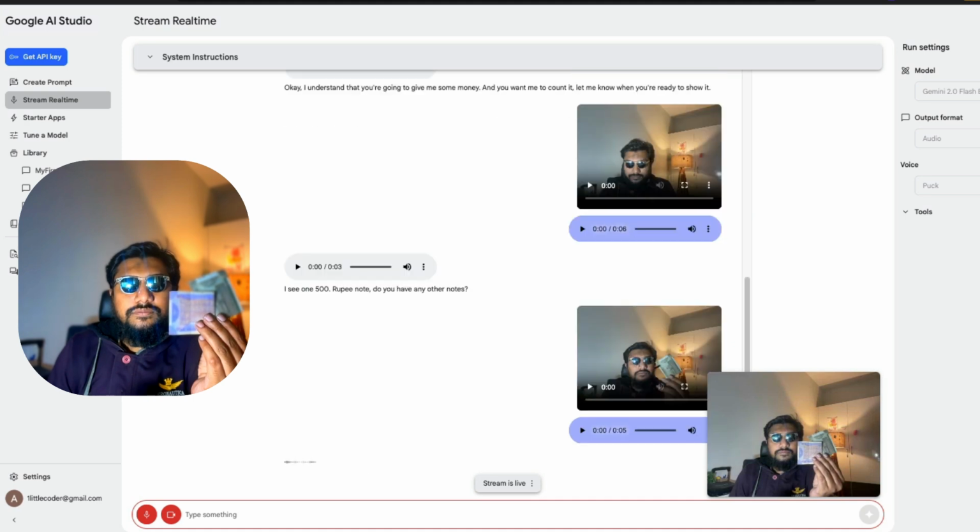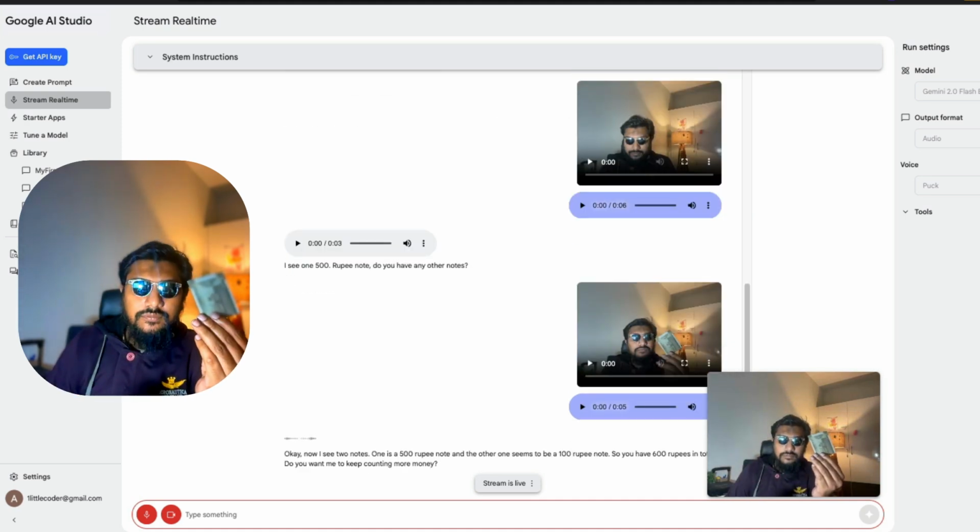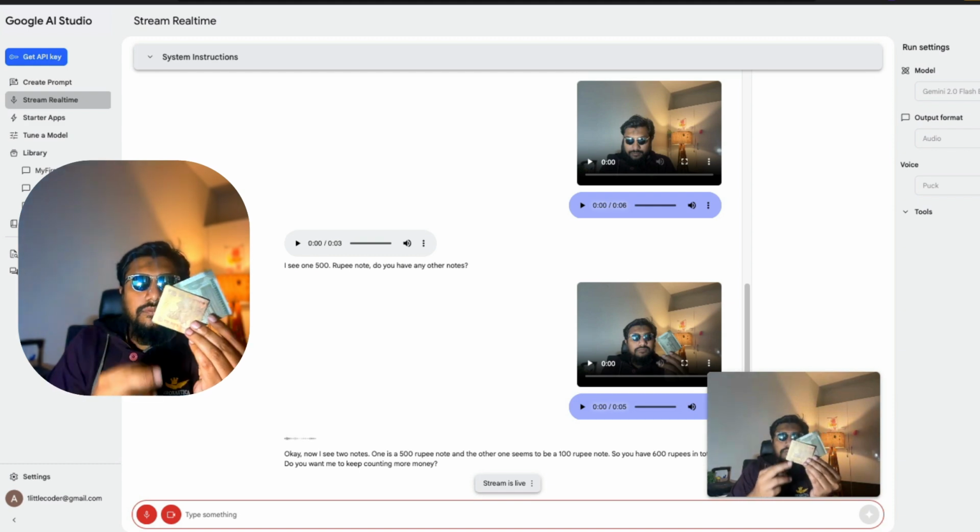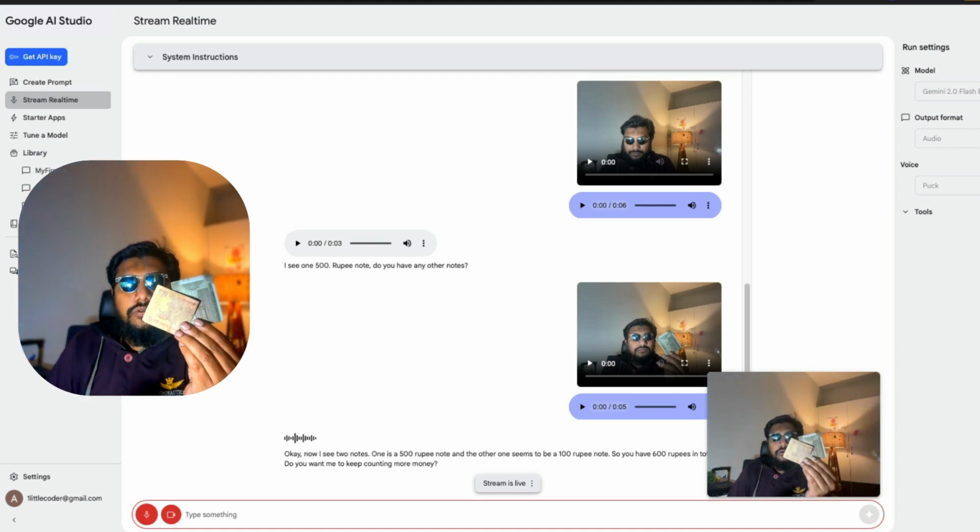Okay, now I see two notes. One is a 500 rupee note, and the other one seems to be a 100 rupee note. So you have 600 rupees in total. How about now? Keep counting more money.